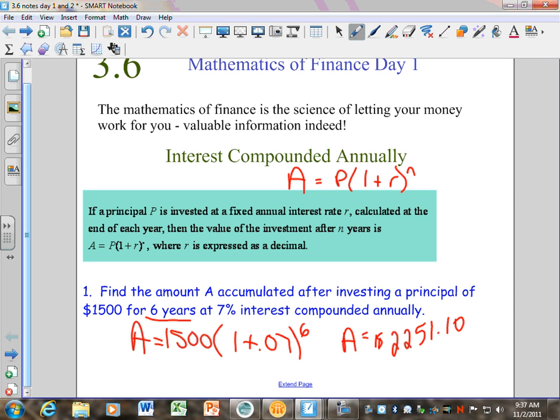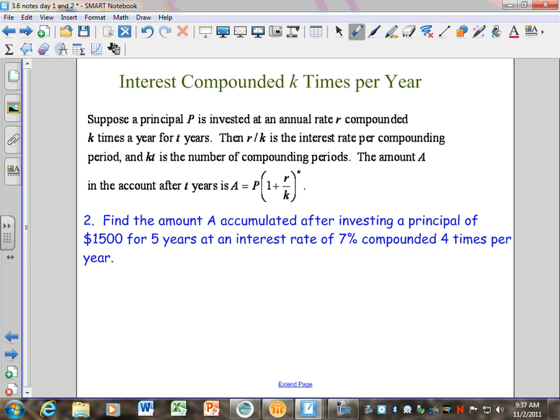Decimals. If they're talking about money, do not give me 4 decimal places, right? If we're talking about money, it's always going to be rounded to 2 decimal places. So that's kind of the basic formula. But what about if the interest is compounded more than once a year? The formula changes a little bit. That's what's on the next page here.